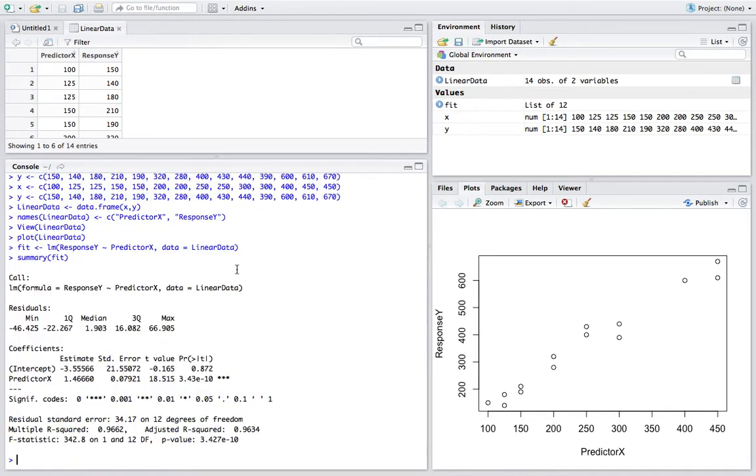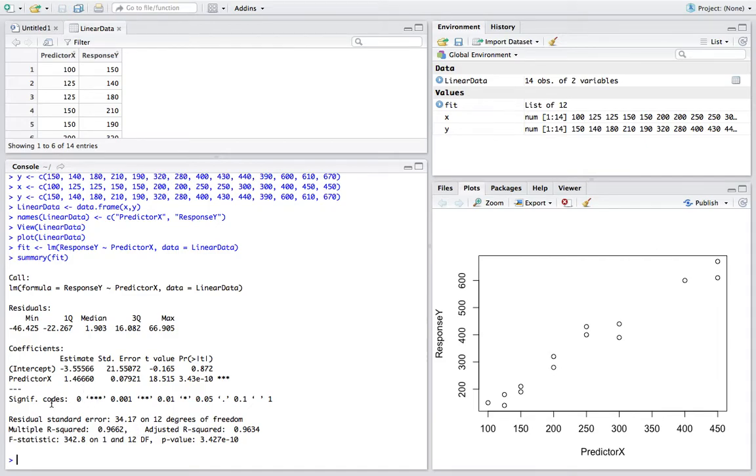Okay, so this shows us our linear model. And the most important part of this, arguably, are the coefficients, telling us what the actual model is. So our intercept is negative 3.555, and our slope is 1.46.